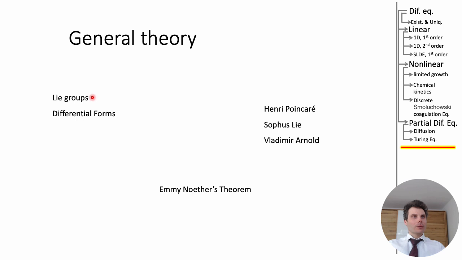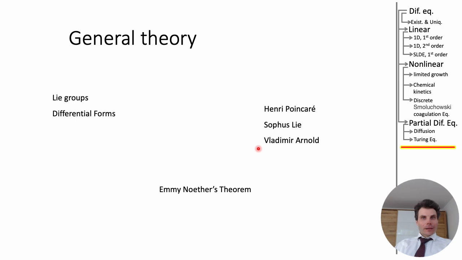Such concepts as Lie groups and differential forms are used for classifying differential equations, for proving which differential equations have stationary solutions, which ones do not converge to any stationary solution, and so on. Prominent names in these fields are Henri Poincaré, Sophus Lie, and Vladimir Arnold. They are the major contributors who established the theory of differential equation classification.